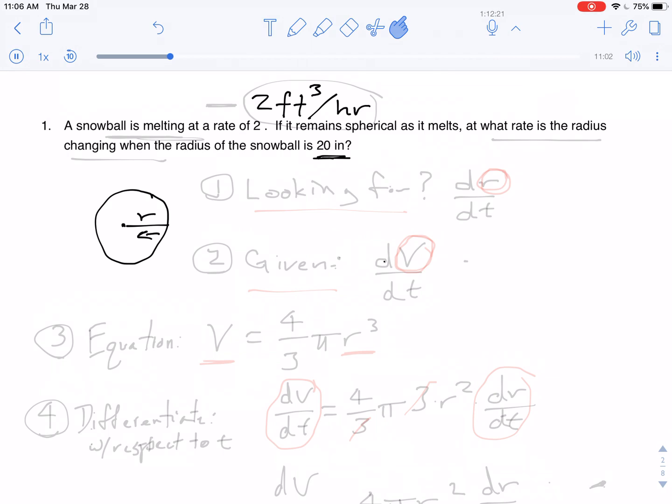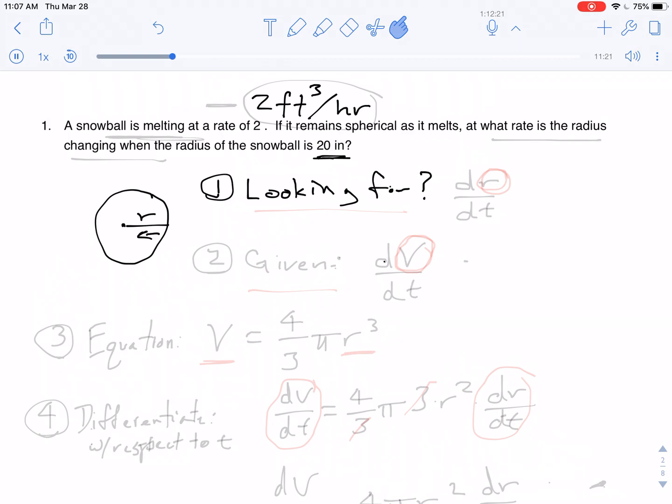So here are the steps. We have steps we need to do for related rates. First, we're going to find out what we're looking for in terms of the rate.